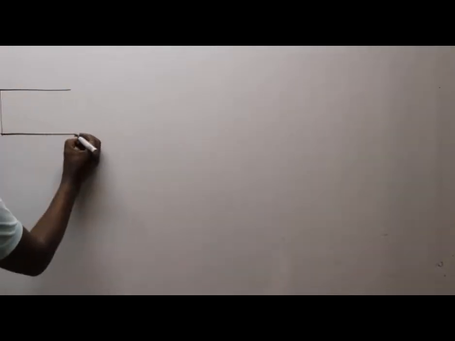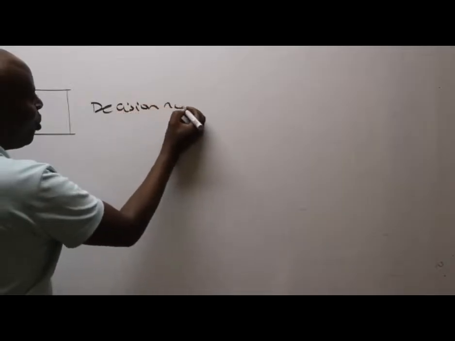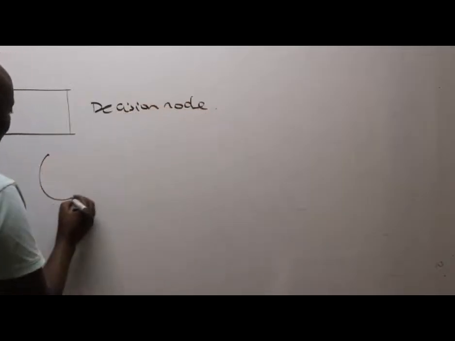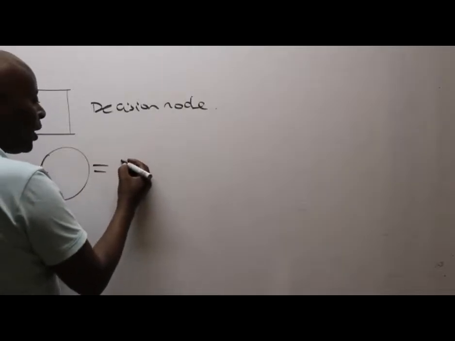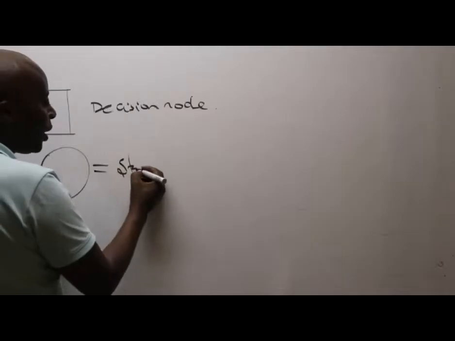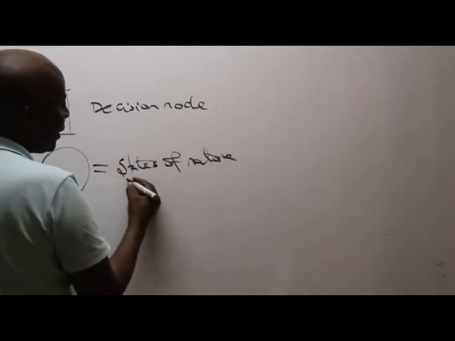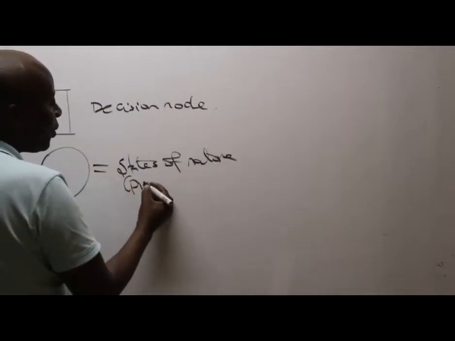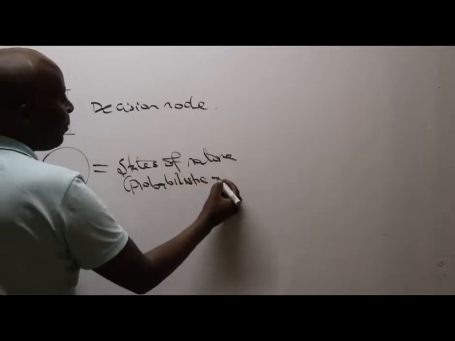Don't forget, ladies and gentlemen, that basically we have got 2 nodes in decision trees. We have a box node, this is what we call a decision node. And then we have a circle node, which is what we call a chance node, or a states of nature node. If you remember, the states of nature node is the one that carries the probabilistic events.